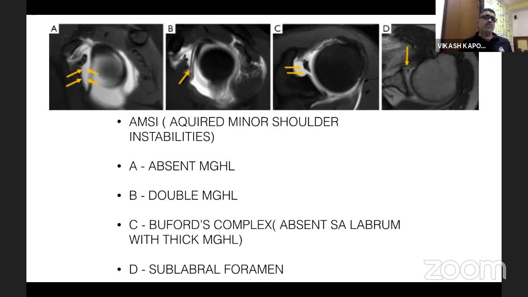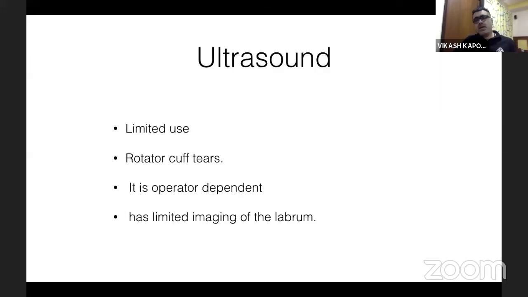We do see it once in a while if you do a reasonably good number of shoulder instability cases. Absent labrum, with thick MGHL, needs to be understood as a normal variant. It is not, and it can cause instability. And sublabral foramina, which is also an incidental MRI finding, which we understood after having seen MRI in thousands. Well, it can go on and on, but I think I'll have to end somewhere.